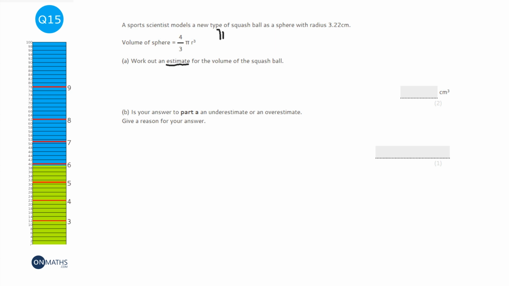So that pi, we know pi is 3.141 blah blah blah blah blah. So I'm going to round that to 3, and I've done a mistake there. I've said equals, and what I should write is a kind of little squiggle equals, meaning roughly. Okay, and r is roughly, well, it says radius is 3.22, so that's roughly 3 as well. So we're going to do 4/3 times pi, which we're saying is roughly 3, times 3 cubed.